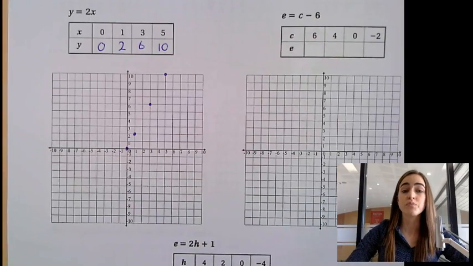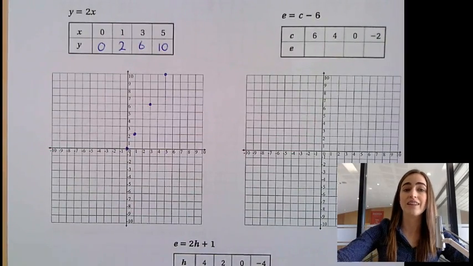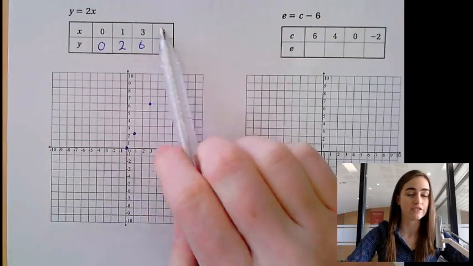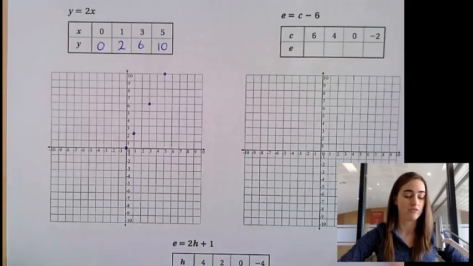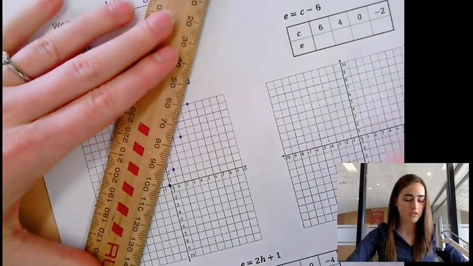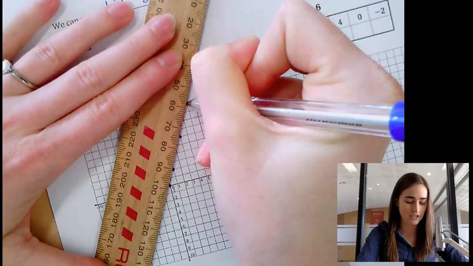Now, if you plot those points and they don't fall in a straight line, that means something's gone wrong. So you might have done an incorrect calculation up the top, or you might have plotted a point wrong, but you need to check what you've done. So then we'll join those dots together to make that straight line.